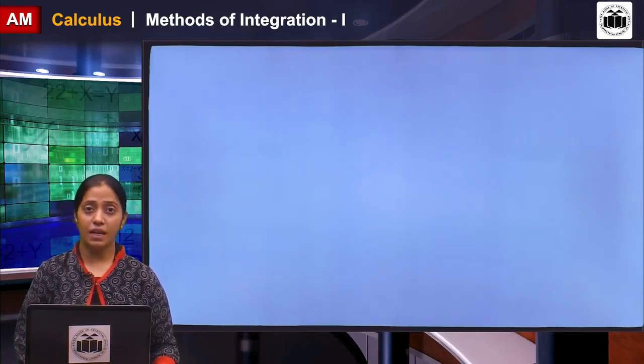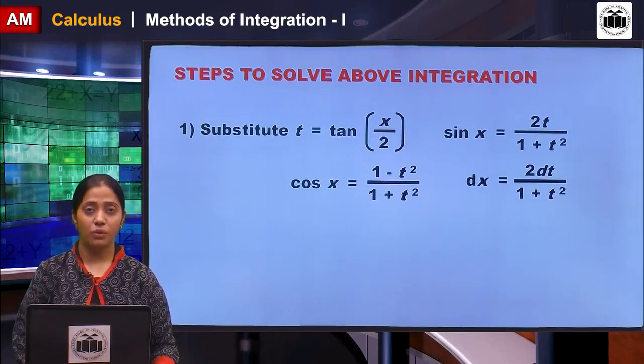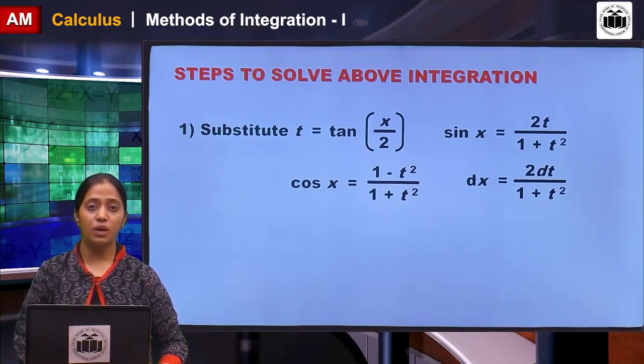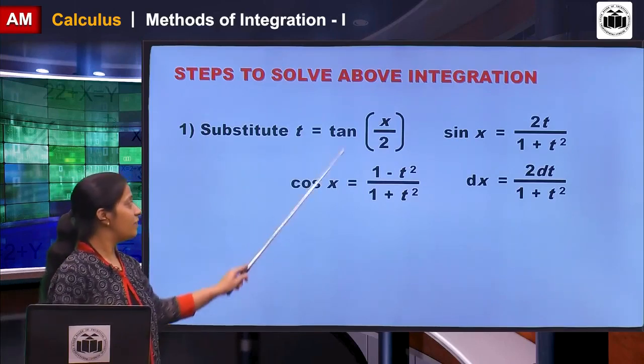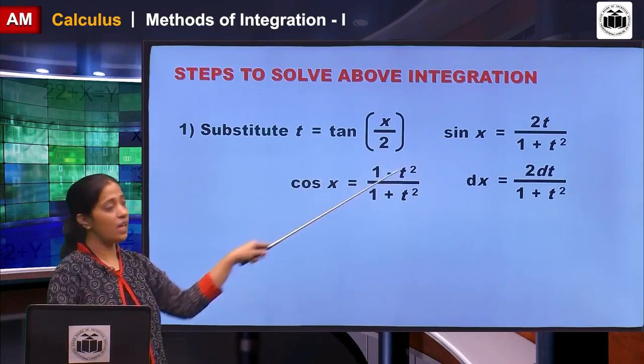For this type, you have to use these values. Why are we taking sin x as 2t by 1 plus t square? Because there is a formula for sin x in terms of tan: 2 tan x by 2 upon 1 plus tan square x by 2. And we have taken tan x by 2 as t, and that value we are substituting for sin and cos.